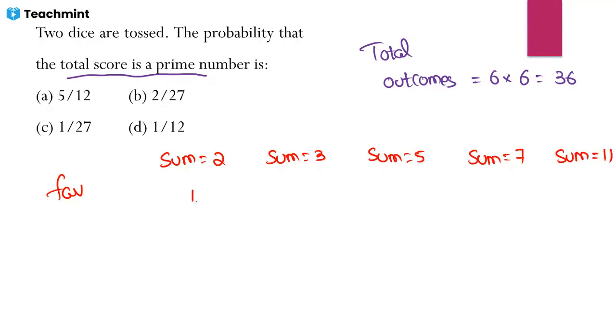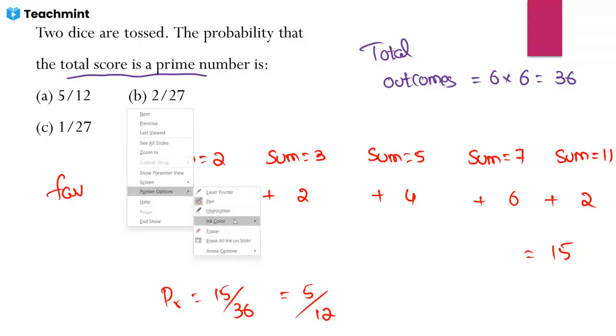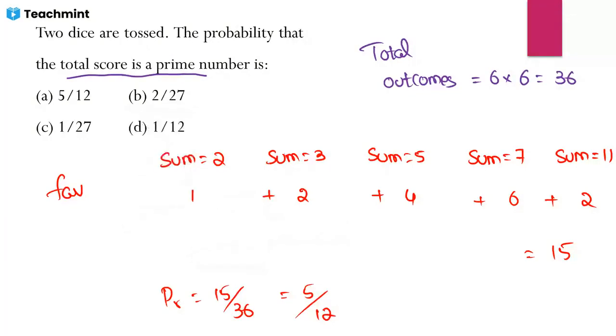For sum 2, favorable is 1. For sum 3, favorable is 2. Here 4, here 6, here 2. So favorable is 15. Probability 15 out of 36 is nothing but 5 out of 12. Right. You just observe, 5 out of 12. Further remaining things will be discussed. Okay, now.